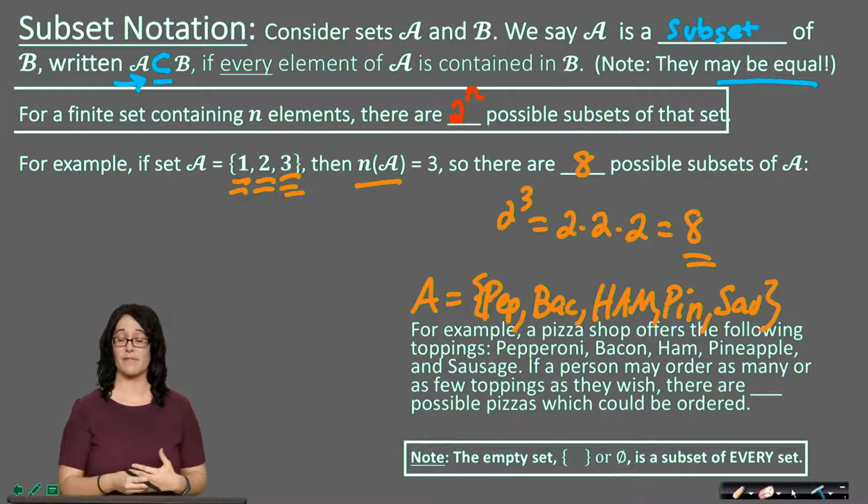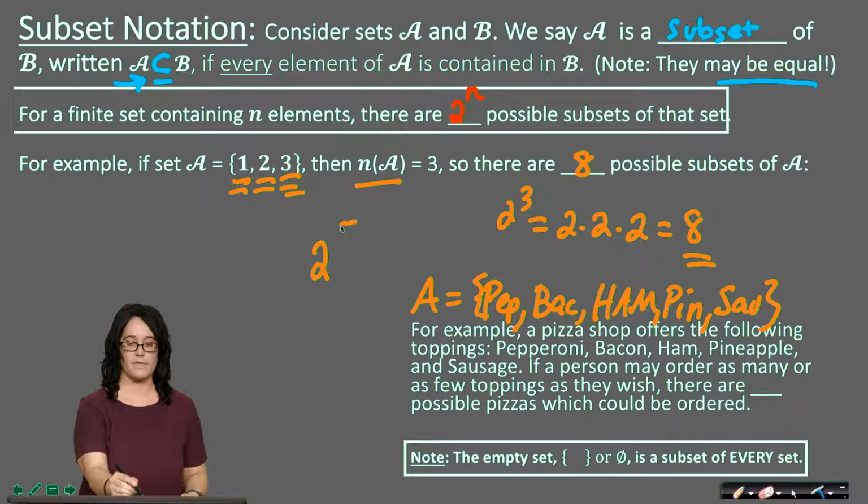So here n is 5. The number of elements of the set is 5. The cardinal number is 5. So the number of possible pizza orderings, assuming that you could order as few or as many toppings as you want, of course you'll pay more probably, is 2 to the 5th power.